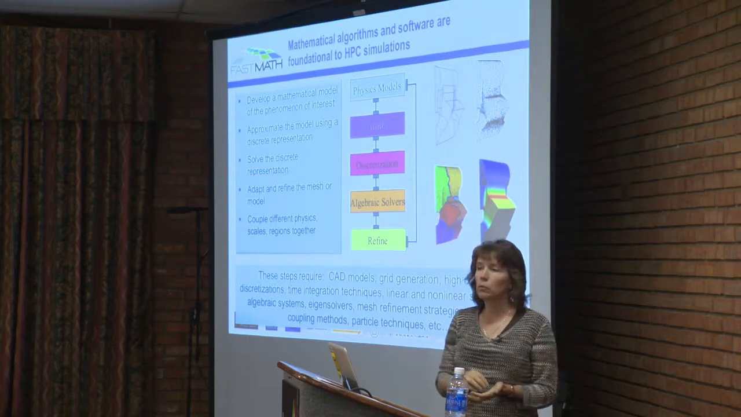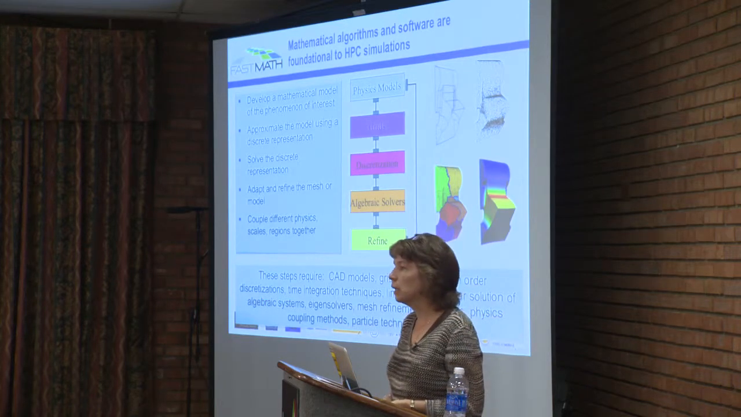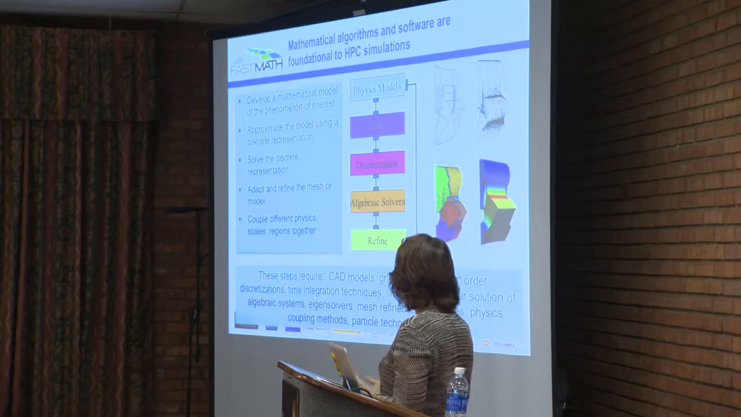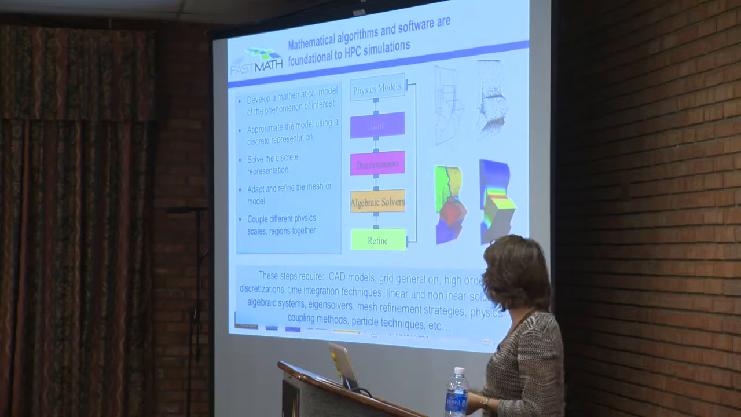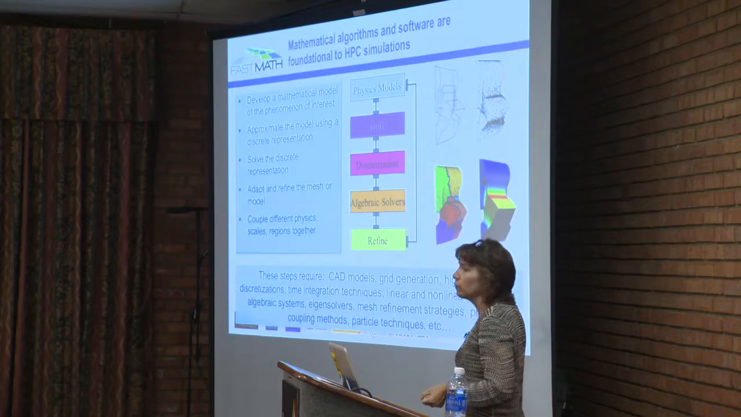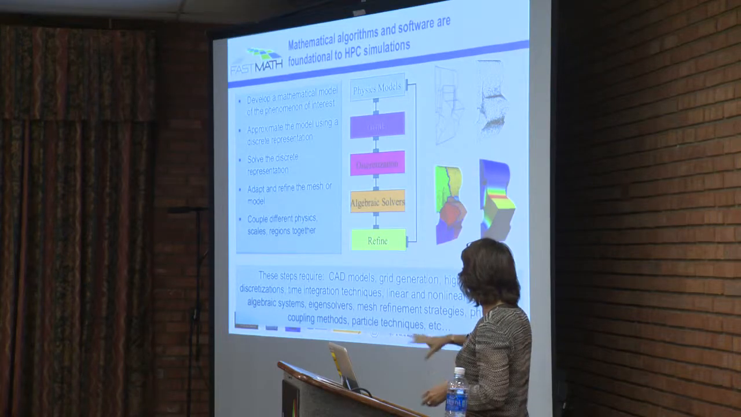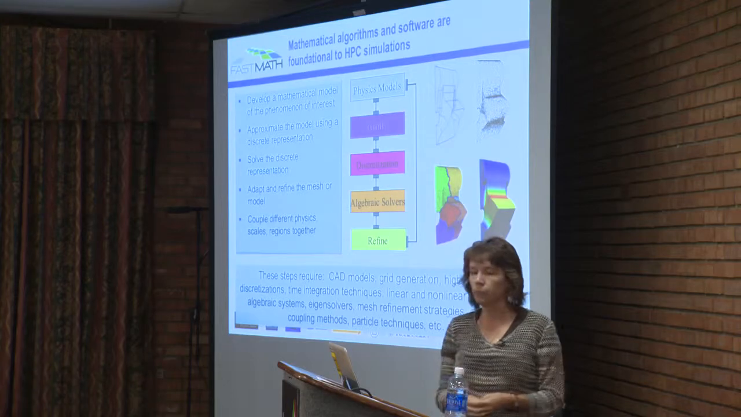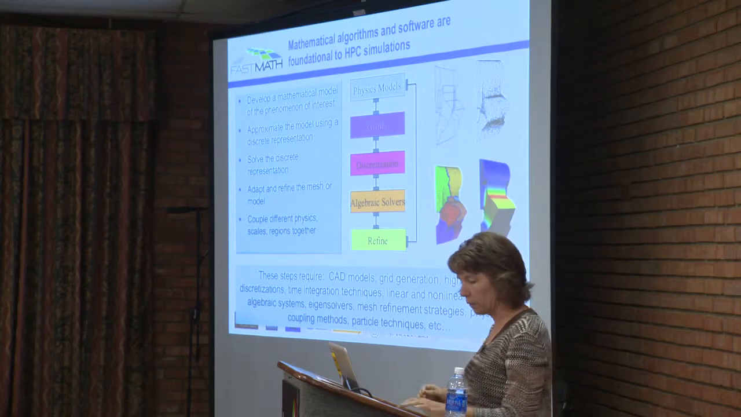So these steps can require a lot of very sophisticated software. Ranging from CAD models to automatic grid generation for both structured and unstructured grids, high-order discretization, time integration techniques, lots of different ways to solve algebraic systems, which Jim and David talked about a bit, eigensolvers, mesh refinement strategies, coupling methods, and the list goes on and on and on. So it's a very complex process.